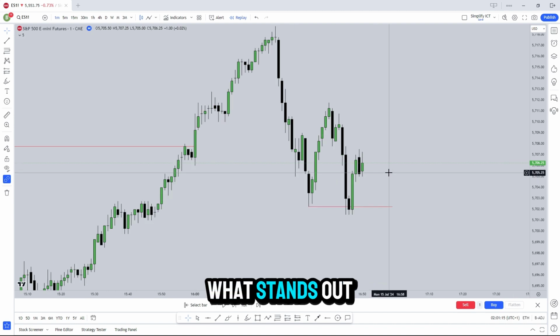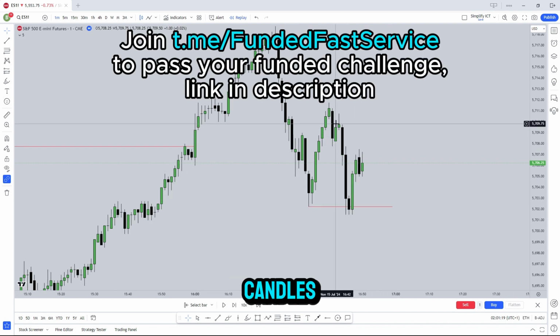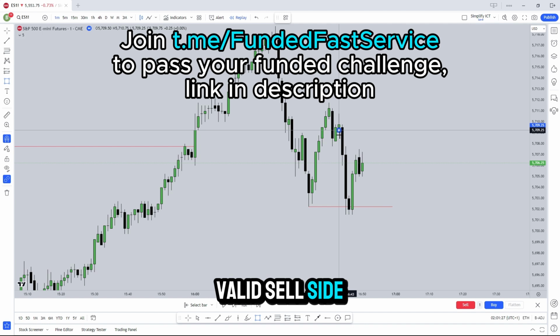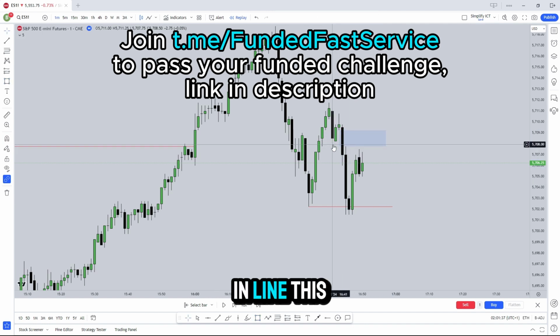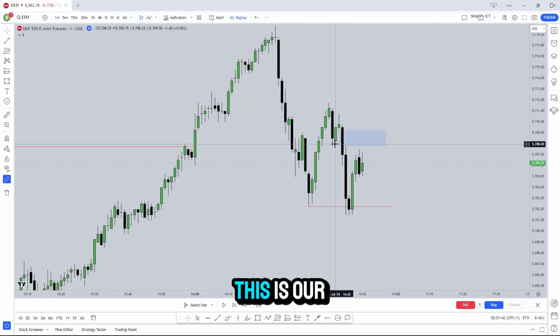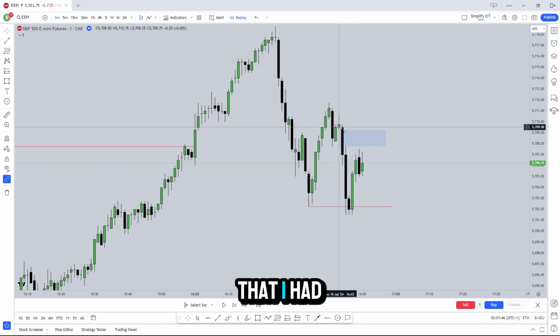Now straight away, what stands out to me is this fair value gap right here. And remember, a fair value gap is made up of 3 candles, candle 1, candle 2 and candle 3, and the wicks of candle 1 and candle 3 are not meeting, so therefore it's a valid sell side imbalance. And also again, in line with this fair value gap, we have this order block, these 2 up close candles right here. This is our bullish up move before this down move right here, so therefore that was another confluence that I had in this area right here.